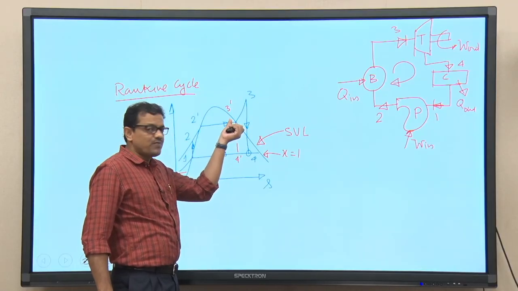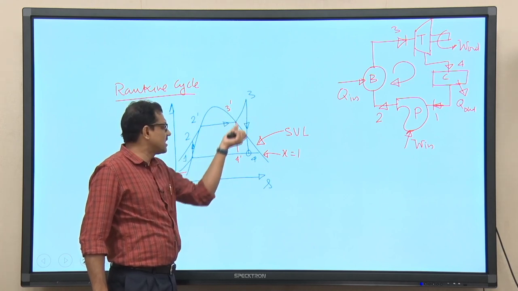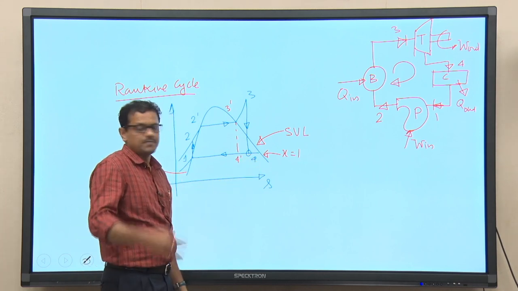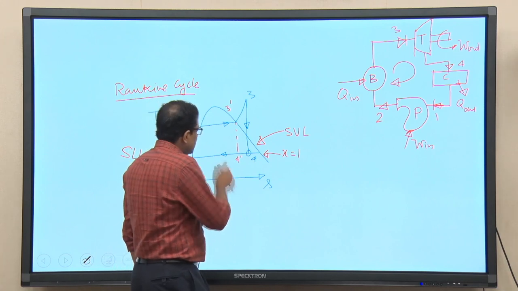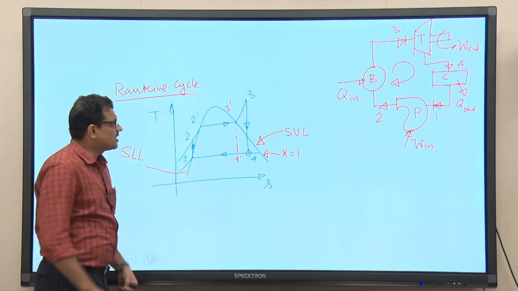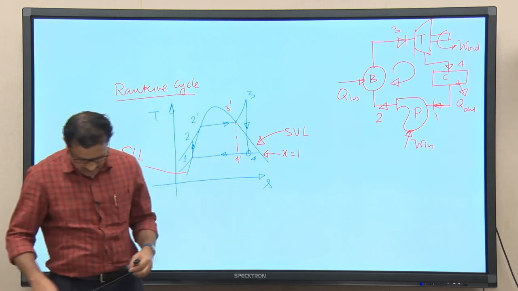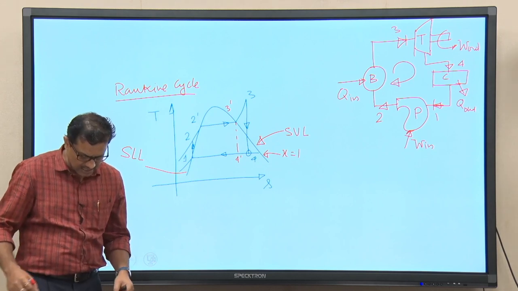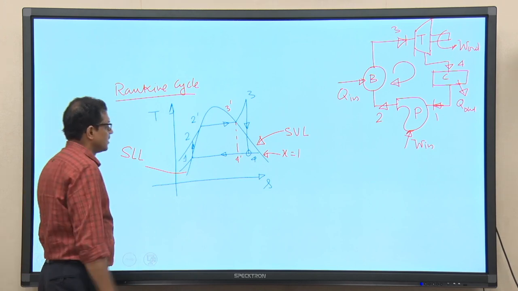But by superheating steam beyond state point 3 prime up to point 3, we can see that the quality of steam at the exit of the turbine is improving. So quality is better. Now this is the TS diagram, so you can understand that the problems or drawbacks associated with the Carnot cycle can now be eliminated by using this Rankine cycle. This cycle is known as the simple Rankine cycle.